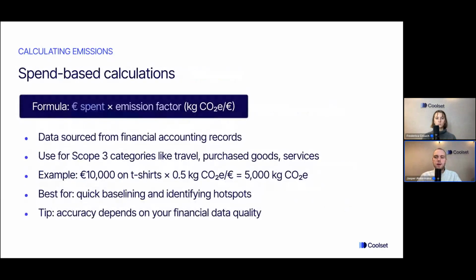So let's have a look at spend-based calculations. How does it work? The formula here is very similar to what we just looked at, but here specifically looking at euro spent. It can also be dollar spent, or any other currency. But most emission factors, for example in the CoolSat database, are based on either euros, pounds, or dollars. And of course, you can also convert that using currency exchanges. But then it gets a bit more complicated: when was that emission factor created? And do we then use a currency exchange from that period, or do we use one from this period?